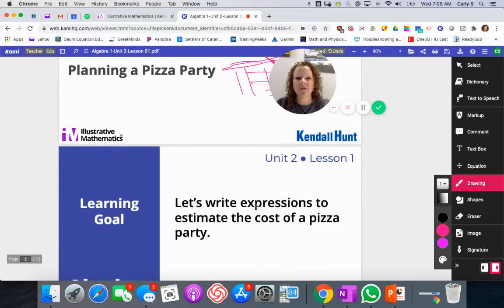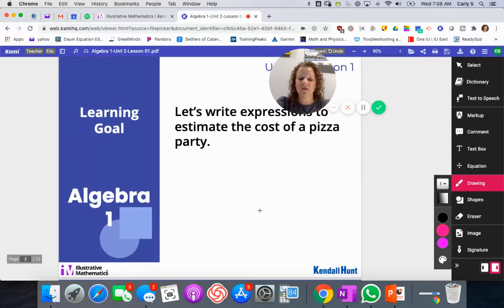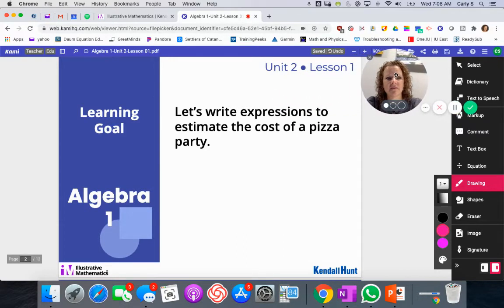So I'm also using the PowerPoints that come with the curriculum this year. It's new. I've never used them before because they've never been around before. So a little bit different. All right. So our learning goal today is writing expressions to estimate the cost of a pizza party. And again, if we're in the classroom, this is a lot of fun because we can talk about what you guys like on your pizzas, how many pizzas you think you need. So you're going to have to sort of dream with me a little bit.